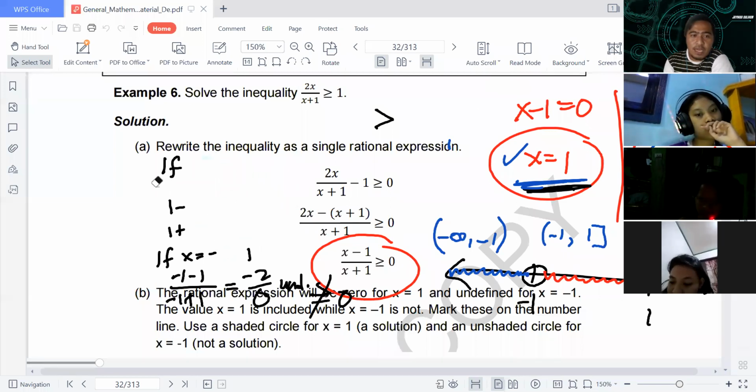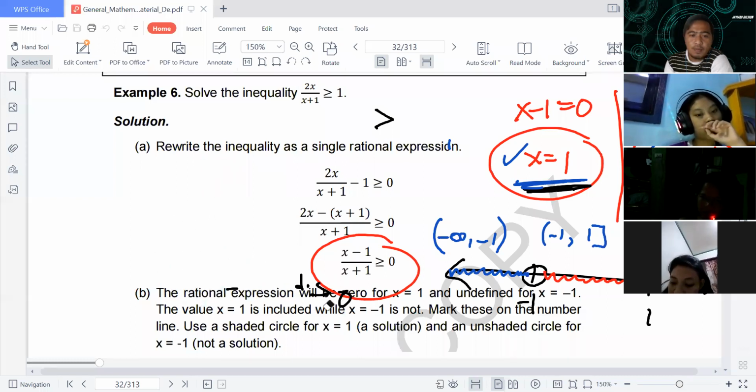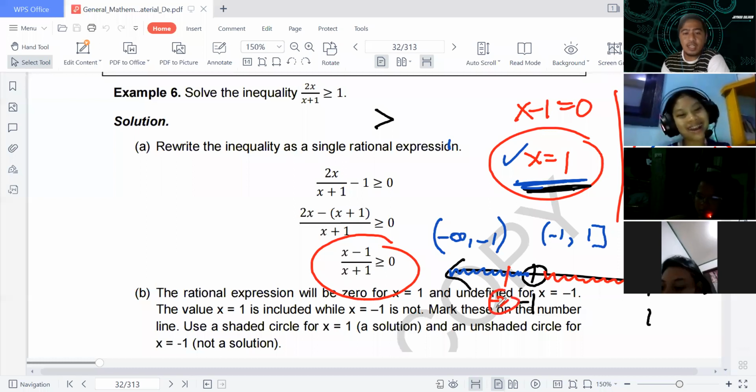So, can you give me any value from the first interval? From the blue? Negative 2. Yes, negative 2. You may also have negative 3, negative 5, negative 100. You may select any of those values. Let us just use negative 2. Let us check negative 2 here.